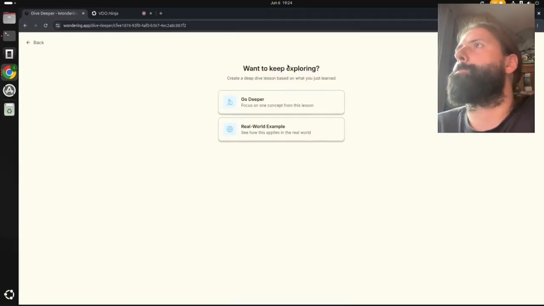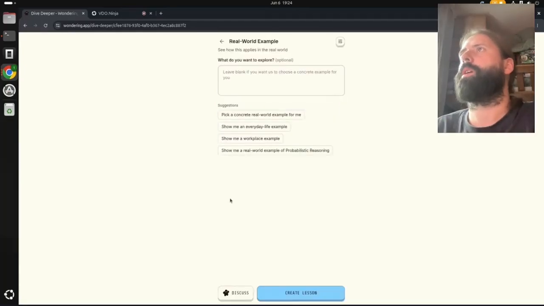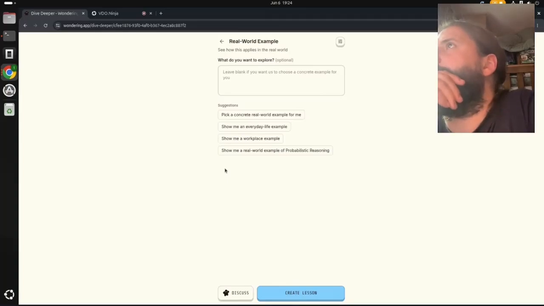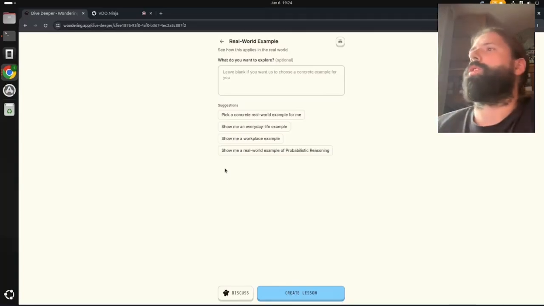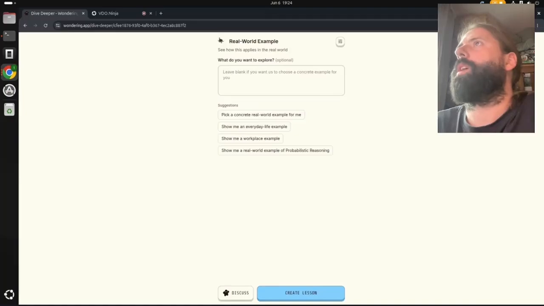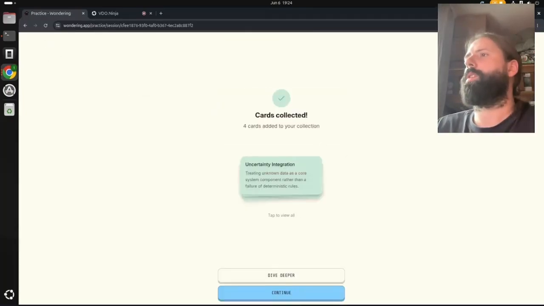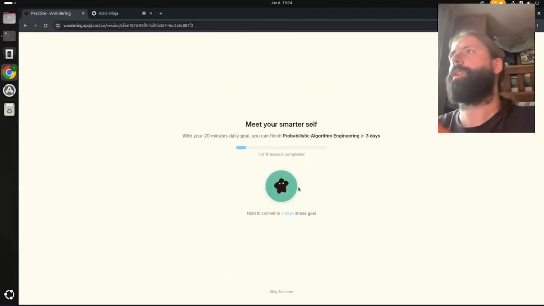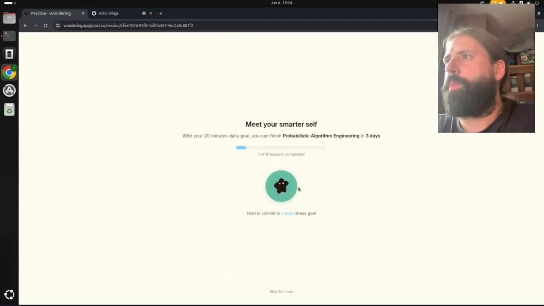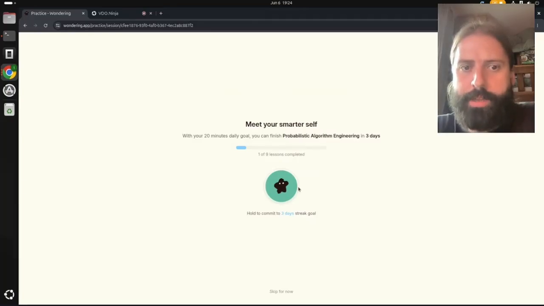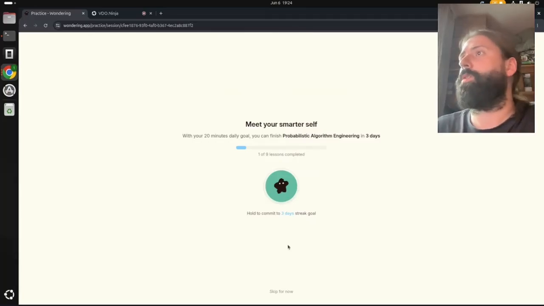Dive deeper. Okay, so you can focus on a concept of the lesson, or see how this applies to a real world example. Let's see that. Real world example. Oh, so you actually create another lesson. Okay, no, let's not go down this way now. Back. But it's interesting that it lets you branch at the lesson level, not just at the entire plan level. That's a nice feature.